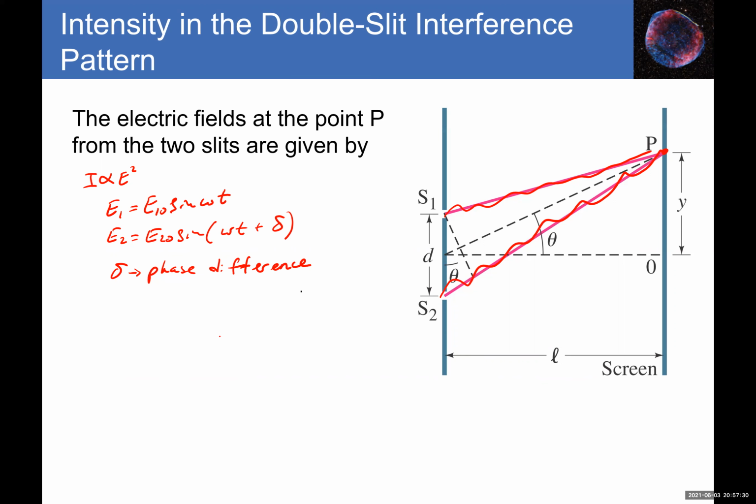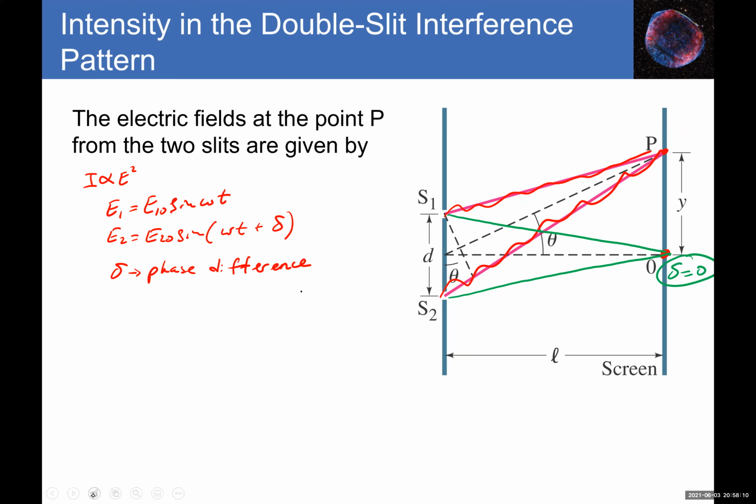The phase difference basically tells us the extra distance that wave 2 has to travel relative to wave 1. If I choose the point of interest to be exactly at the center, then the distance from slit 1 and the distance from slit 2 are exactly the same. So delta equals 0 for the center of the screen, that point 0.